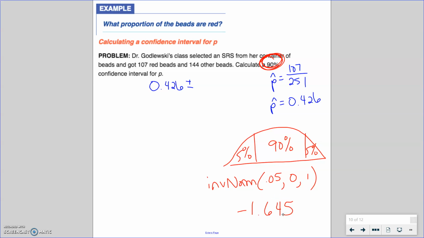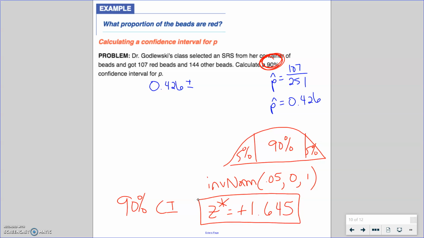So here's the deal. If you're not taking AP Stats, if you're not taking a stats class after this, if you have a 90% confidence interval, your z critical value is positive 1.645. That's all. You just need to memorize it, and that's totally fine. If you're taking AP Stats next year, really think about where that number comes from. So 1.645 is my critical value.